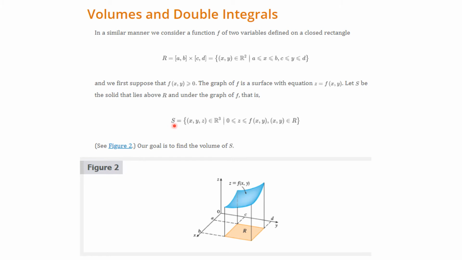So S is the set of (x, y, z) where z is between 0 and f of (x, y), and (x, y) is an element of R. So that's the volume of this thing. Now this surface is curving on top, but the other things are just sides that go up, and again the top is curved. So what we're trying to do is find the volume of that solid S.